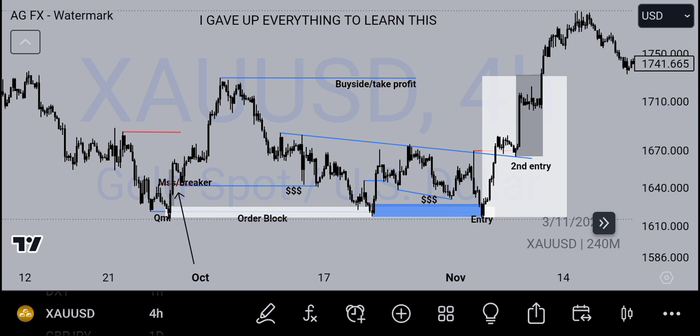The price first needs to sweep liquidity. After sweeping liquidity, it needs to give us an impulsive market structure shift, or just the change of character, with the liquidity void, which is the fair value gap, or just the market imbalance. And the price has to also give us a breaker. This is the breaker that I'm talking about.